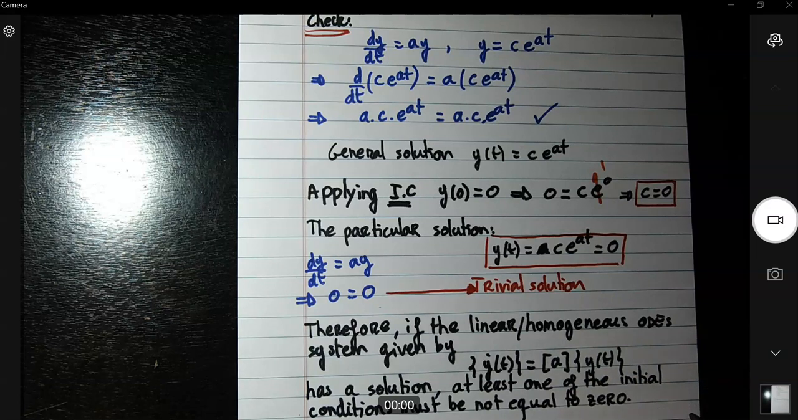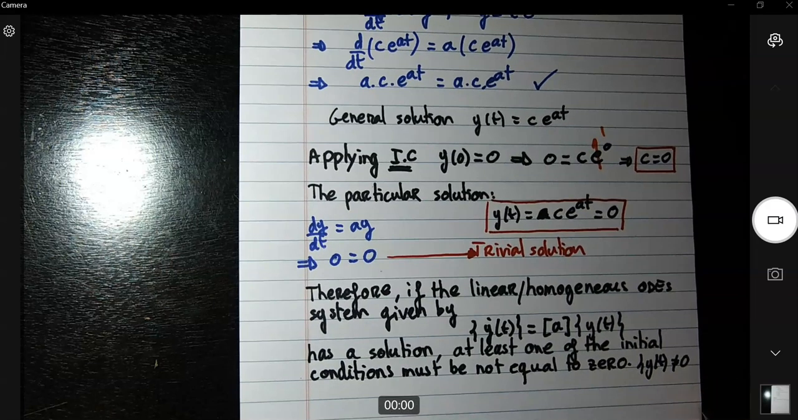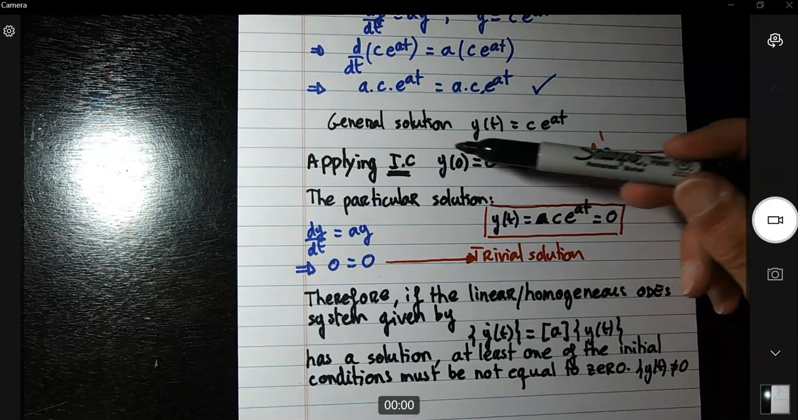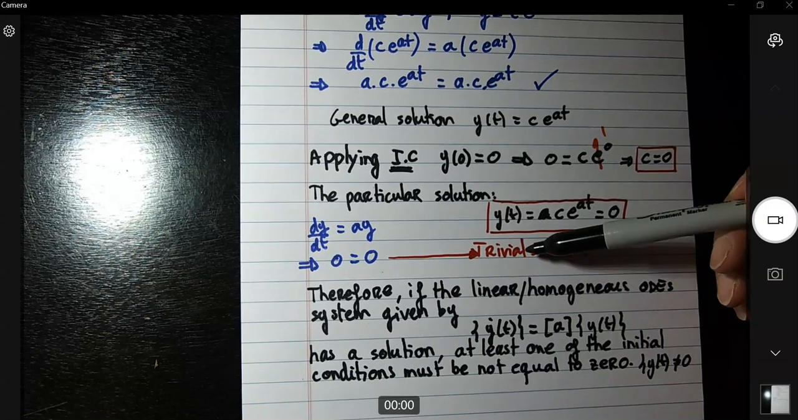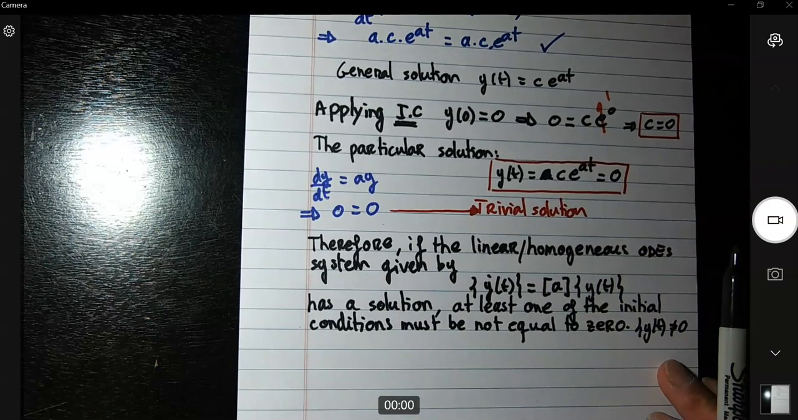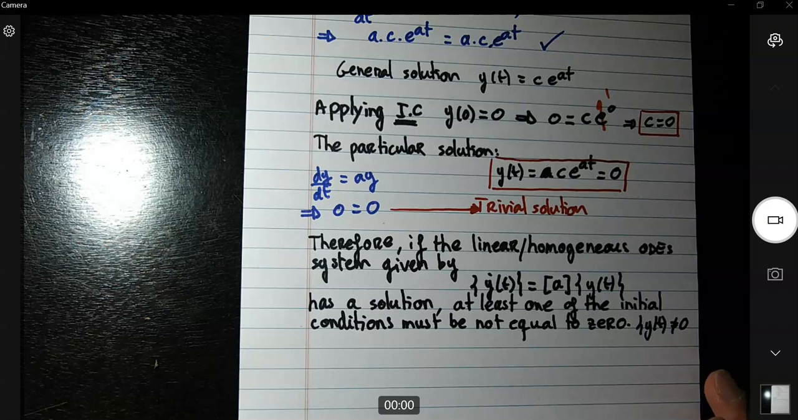Okay, so basically that will mean that the vector y of t is different than 0. If you have the initial condition equal to 0, the equation will give you 0 equal to 0, which is a trivial solution. That solution, it is a solution, but it's not the solution that we are interested in. We'll be interested in the other solution.